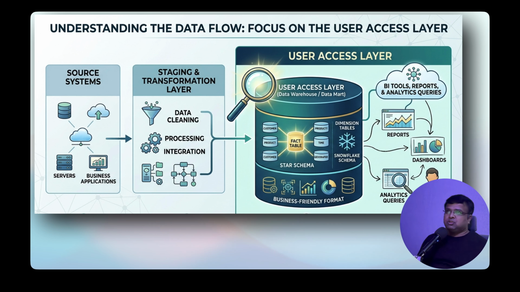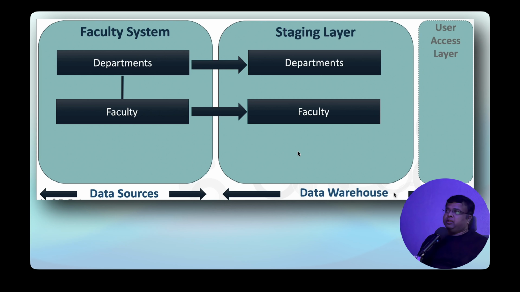So if I just zoom back out here and look at the different workflow, data does not move directly from the source system into the reporting dashboard. There is an important stop in between. First, the data lands in the staging layer, gets processed and transformed, and then moves into the user access layer in a business friendly format. Now let us zoom in on the staging layer itself.